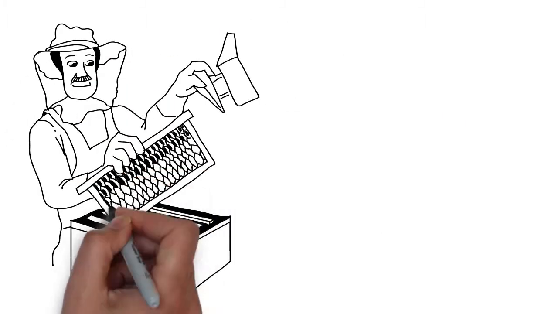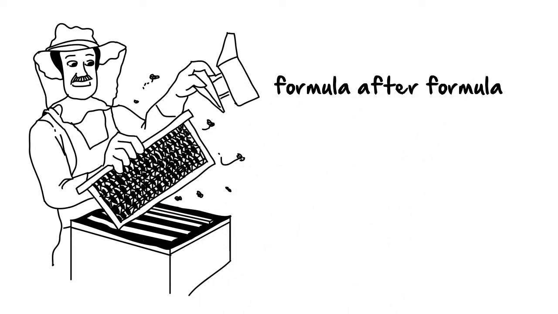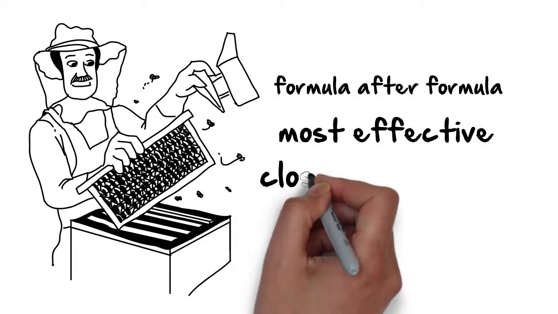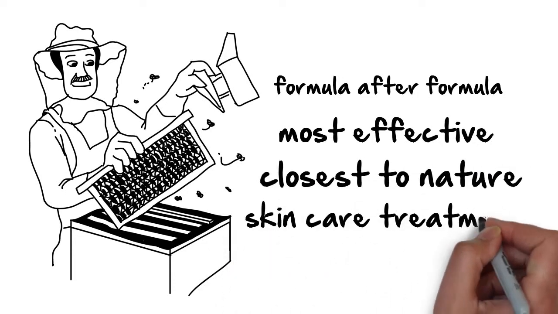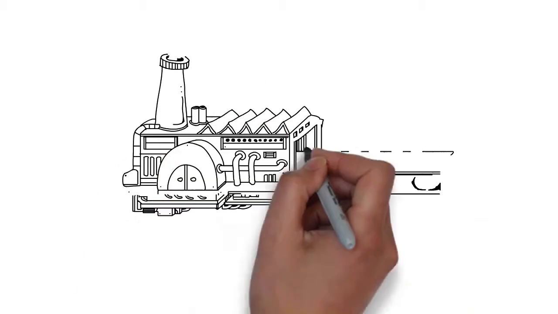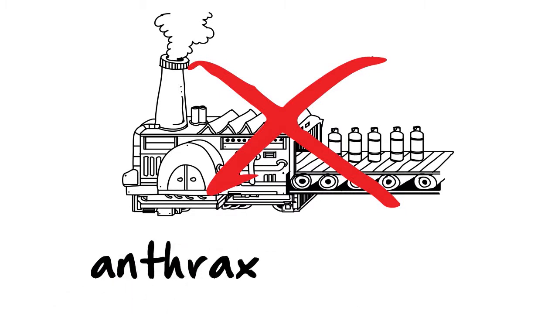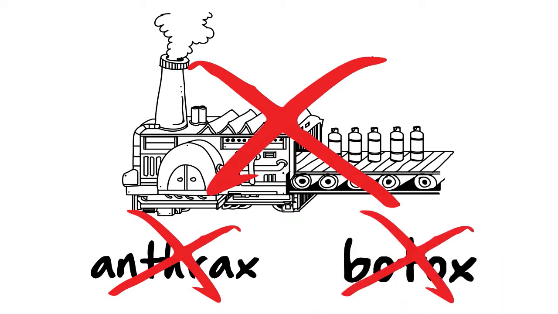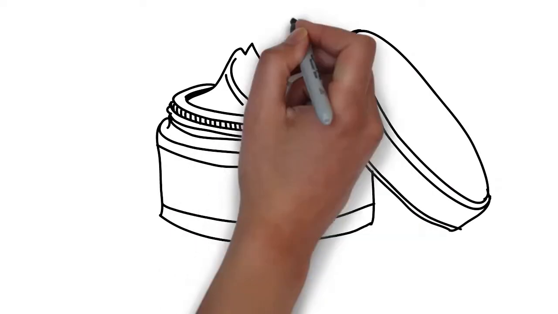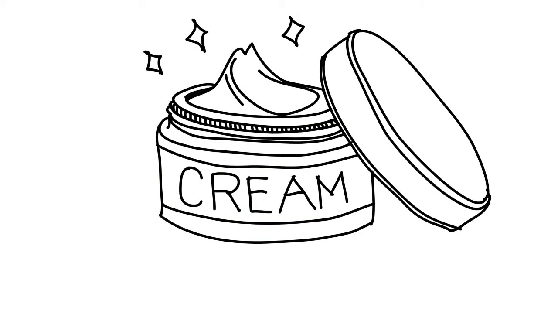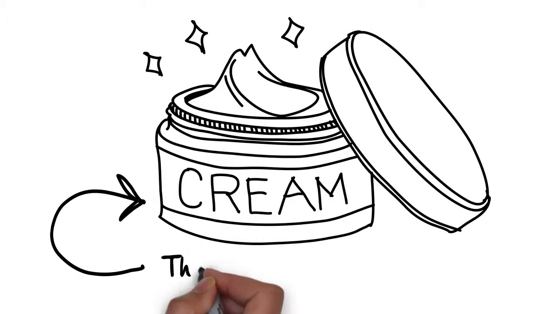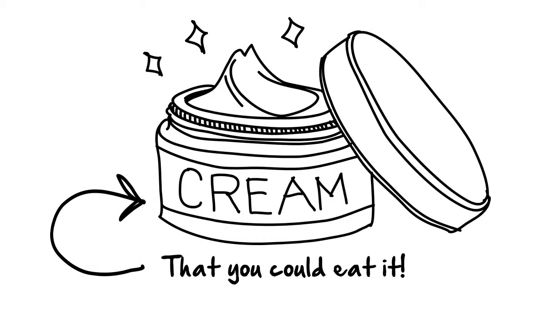He toiled for over a year, trying formula after formula to create the best, most effective, and more importantly, closest to nature skincare treatment that he could. And to be clear, not some catchphrase-oriented, chemical-laden, all-natural product. I mean, anthrax is all-natural, but you don't want that anywhere near your skin. And so is Botox, but do you really want to risk injecting yourself with doses of deadly botulism? That's not what the beekeeper had in mind at all. He wanted to create the ultimate anti-aging skincare cream, and he wanted it to be so pure, so natural, and so healthy that you could eat it. That's right. More on that in just a second.